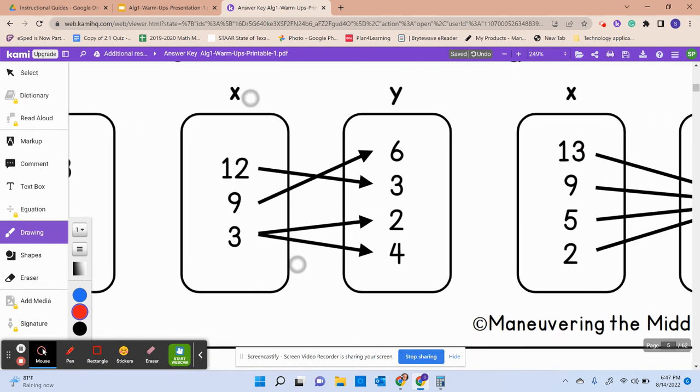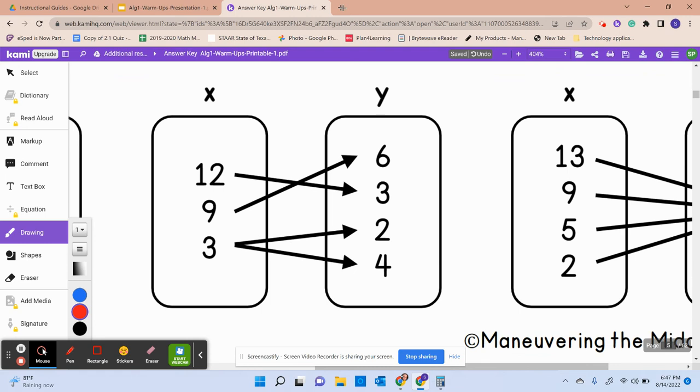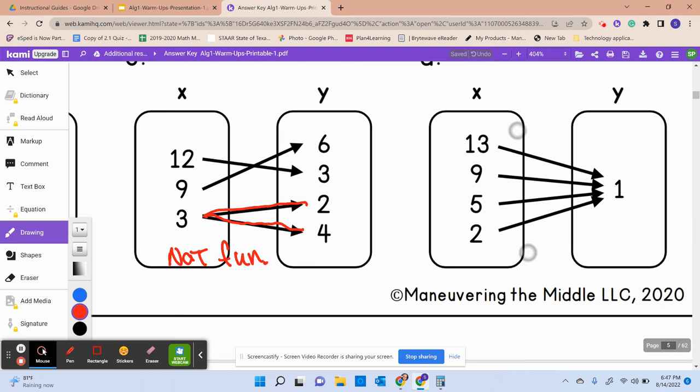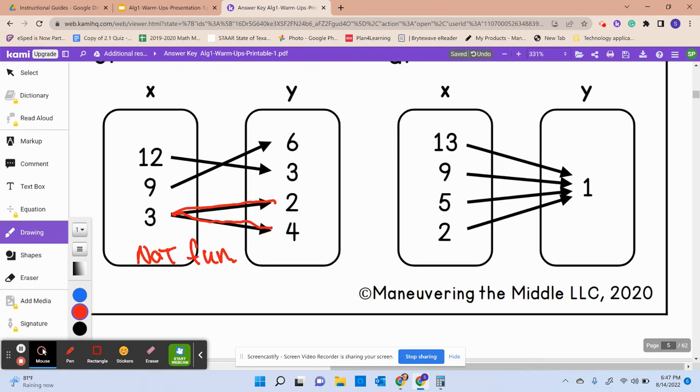All right, taking a look here. Right away, you can see the double arrows leaving the 3. So we know that one's not going to be a function. And then when we get over here, now it said that you cannot have any repeating x's. It did not say you could not have any repeating y's. So for every input, there's only one output.